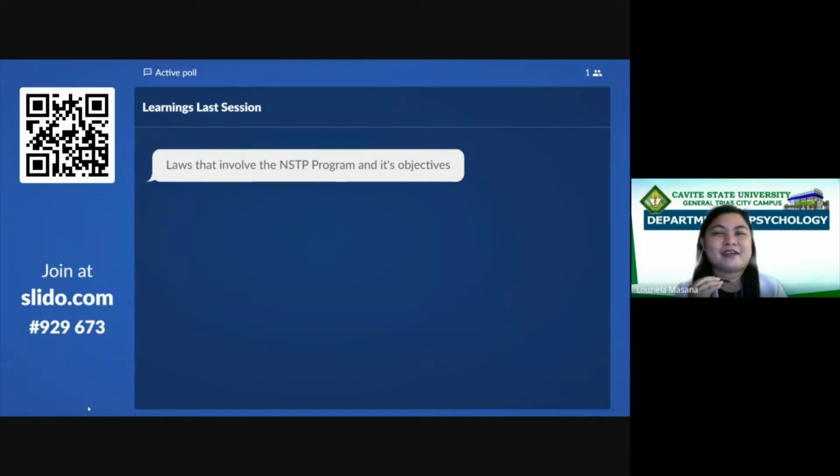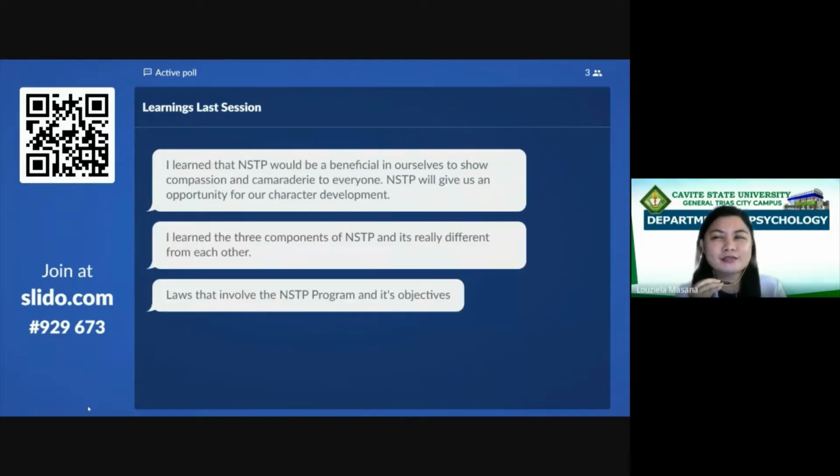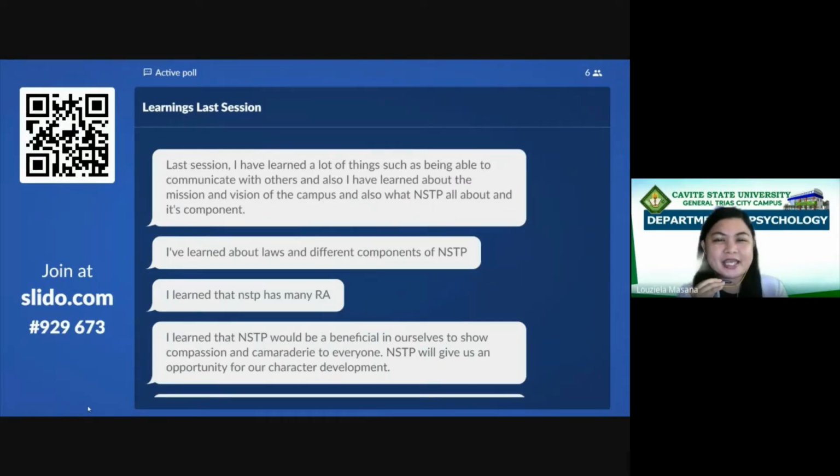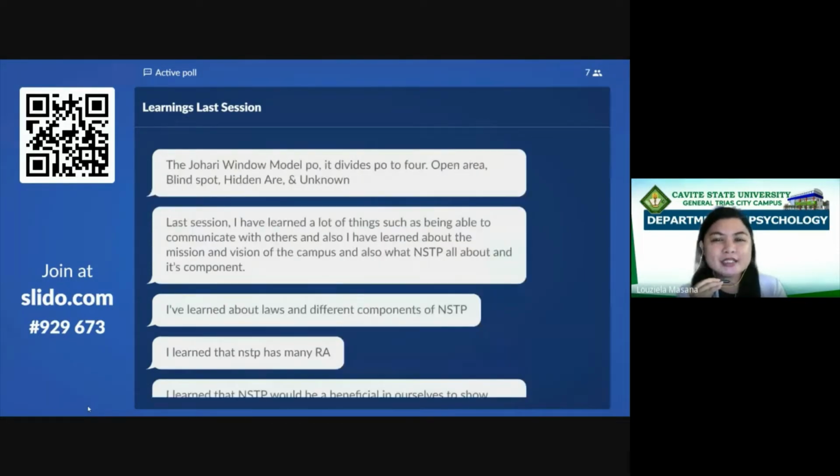Ayan. So meron na isa. Laws that involve the NSTP program and its objectives. So good. Sana hindi lang alam kung ano yung laws, alam din what is the meaning or the implications of those laws. I learned the 3 components of NSTP. It is really different from each other. And you also learned that NSTP is beneficial to ourselves, to show compassion, camaraderie to everyone. It gives us opportunity for character development. That's good. Merong mga RA. Ano yung RA na yon? Research assistant. Ano kaya yung RA ng NSTP? And then laws, different components.